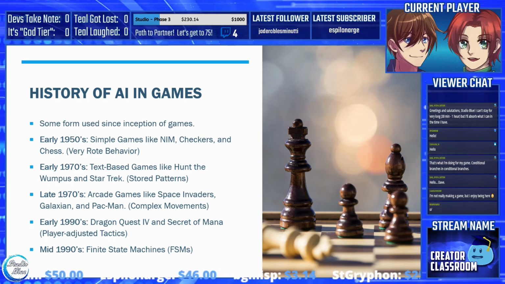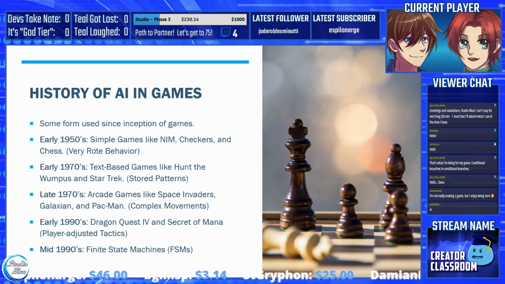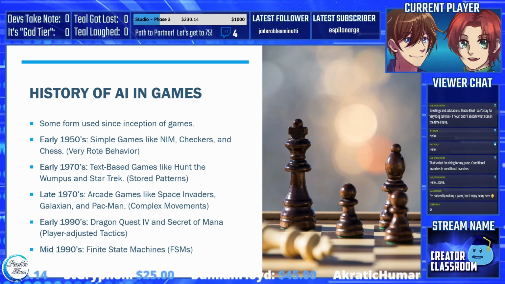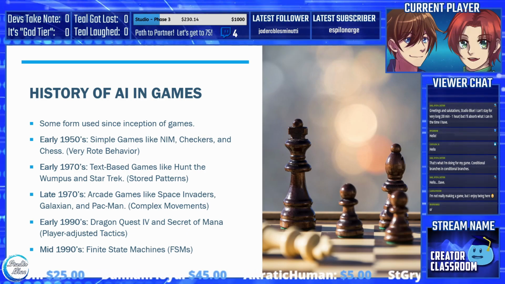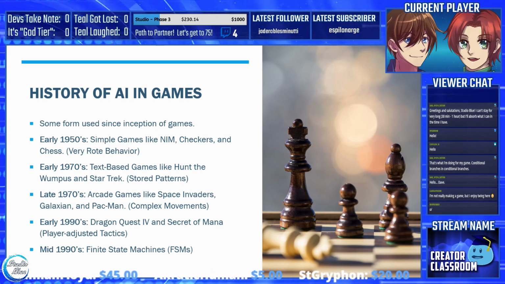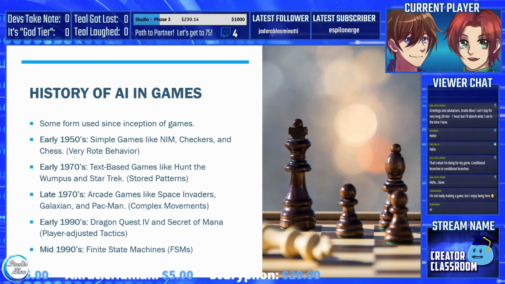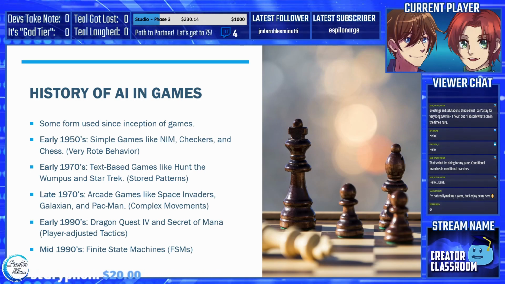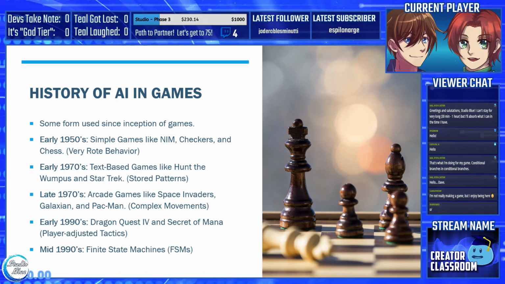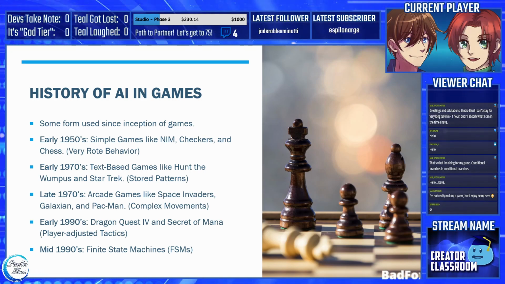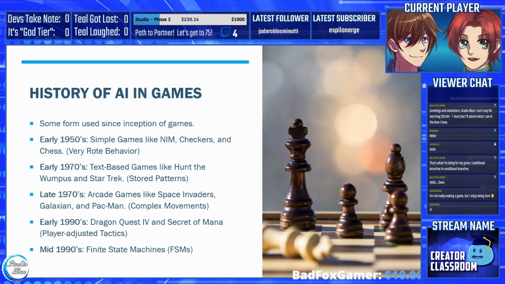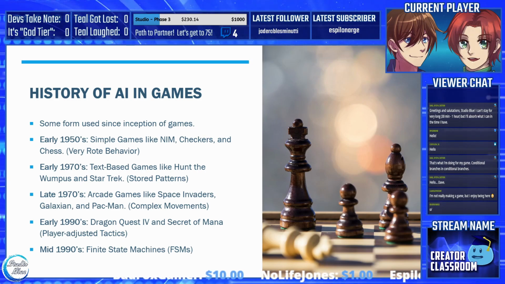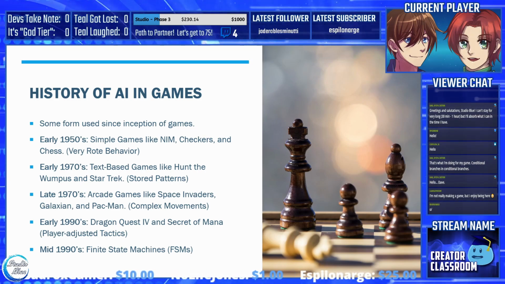Very rote behavior. Then we get to the early 70s, and we have text-based games like Hunt the Wumpus. Which, if you know Hunt the Wumpus, we can be best friends. And the Star Trek text game. But those were not AIs in the sense of adaptive behavior so much as the algorithms would choose stored patterns. Yeah. So the Wumpus might move left, left, right. Or right, right, left. Or right, right, left, right. And it would have those stored ways the Wumpus could move in the maze. And then depending on what the player does, that pattern would get pulled up by the program. Right. Same thing with Star Trek.